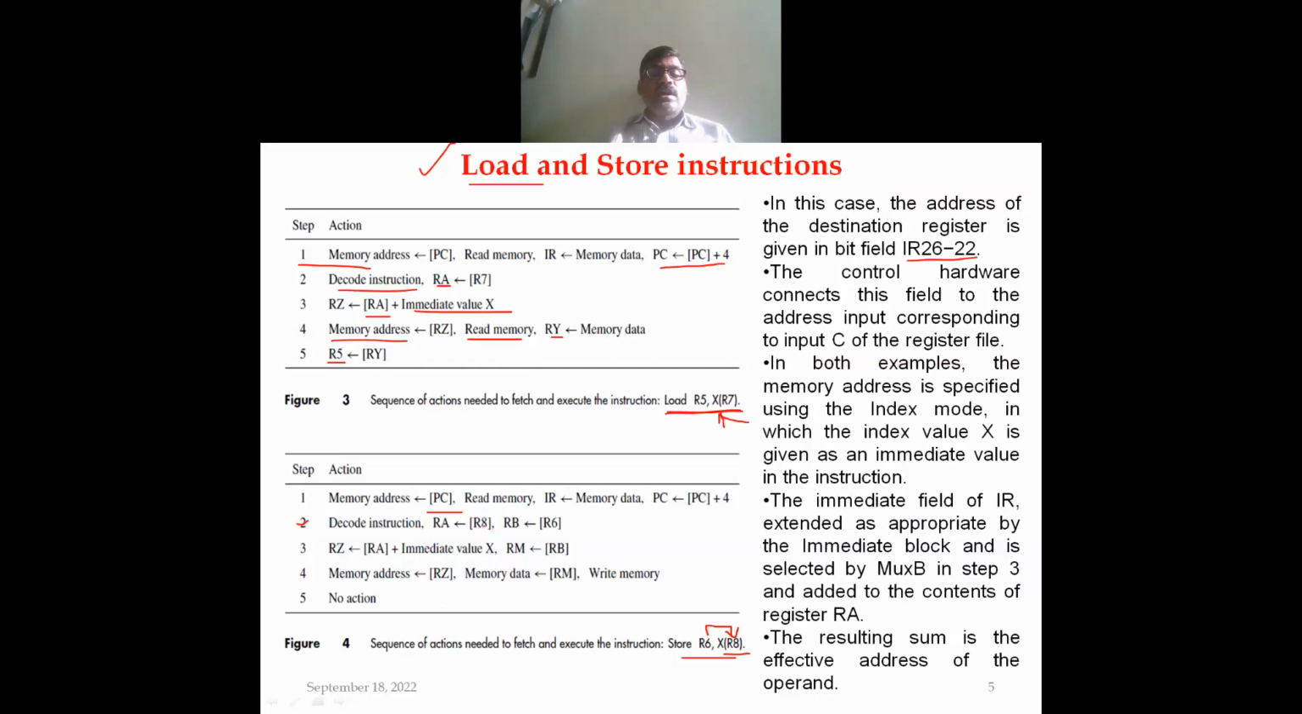Once you decode the instruction, the contents of R8 are read into RA, and the contents of R6 are read into RB. Then RZ is computed as the contents of RA plus the immediate value X. Then the contents of RB are read into RM. Then the contents of RZ go into the memory address, the RM contents go into memory data, and we write to memory. In the fifth step there is no action. That is the store instruction.